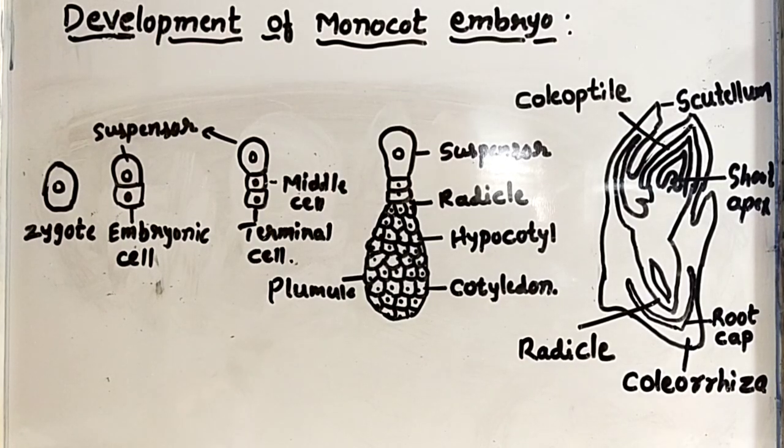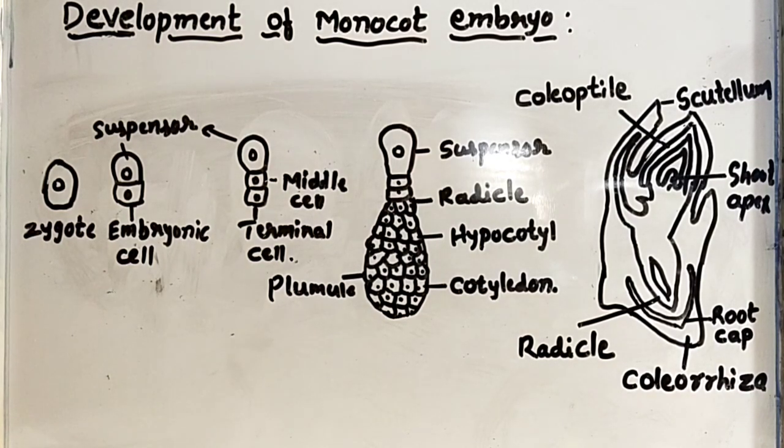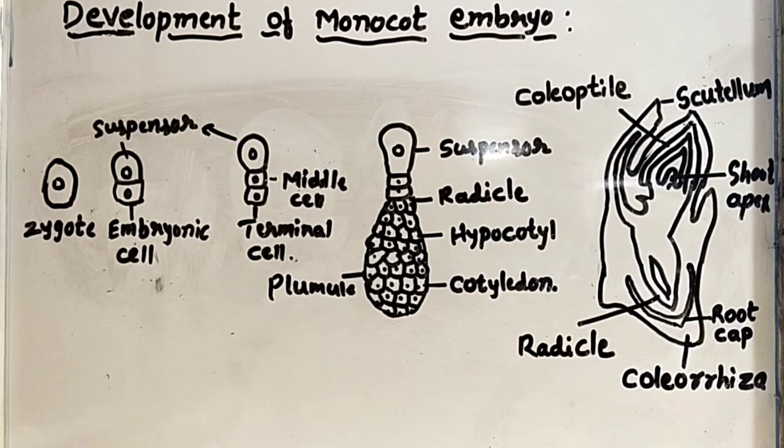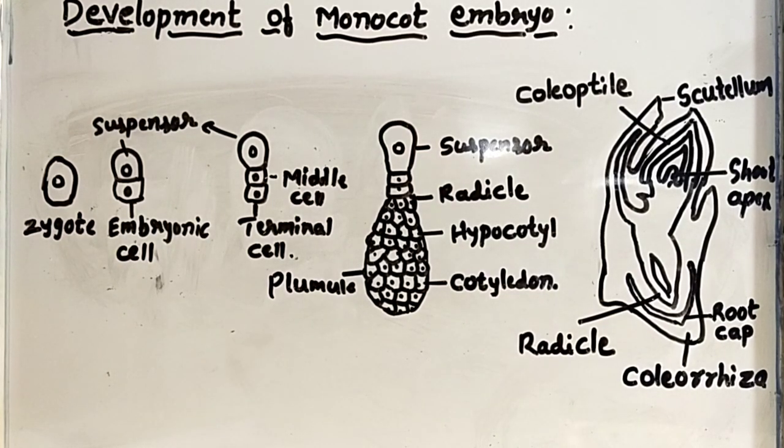Students, in today's class I am going to explain the development of monocot embryo. In the last class you studied the development of dicot embryo. I have already explained that during double fertilization, the primary endosperm nucleus and zygote are formed in the embryo sac. Let us discuss how development of the embryo takes place in monocot plants.